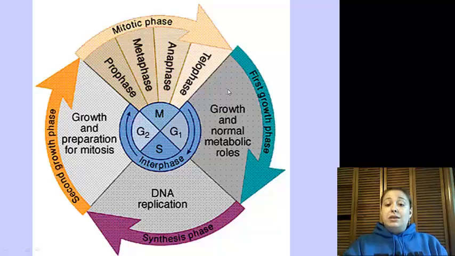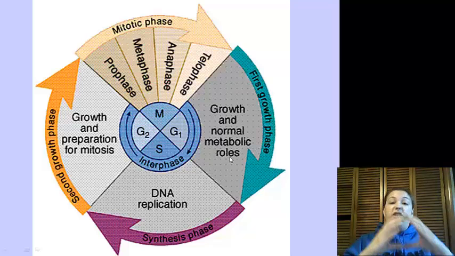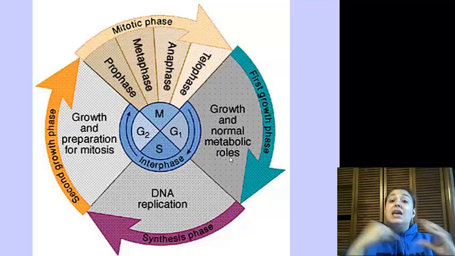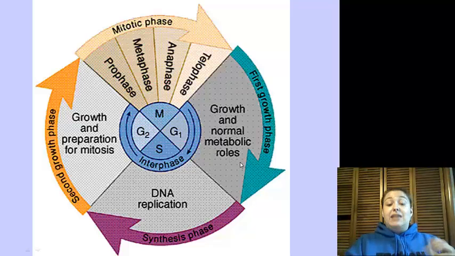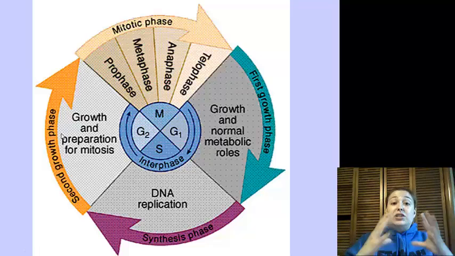Again, G1 is going to be growth and normal metabolic role. So it's normal functions. It's just sitting there, growing, doing its normal thing. It gets a signal that says, hey, you need to go through mitosis. You need to divide. So it goes into the S phase, which is DNA replication. So DNA is replicated, the organelles are replicated, and then it goes into G2, which is growth 2 and preparation for mitosis. So it gets everything prepared to go through mitosis.